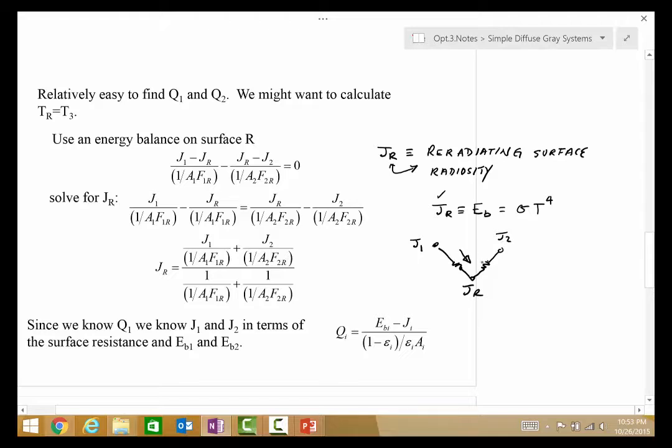the current flow, if you will, from J1 to JR is the same as from JR to J2, which is what we're setting up here as the total energy balance or power balance on surface JR of that node. We can solve for JR, and once we know JR, of course, we know what E of the re-radiant surface, the blackbody emissive power of the re-radiant surface is, and we know what the temperature is.